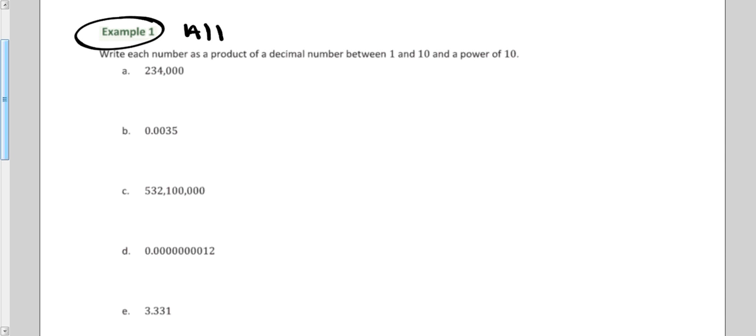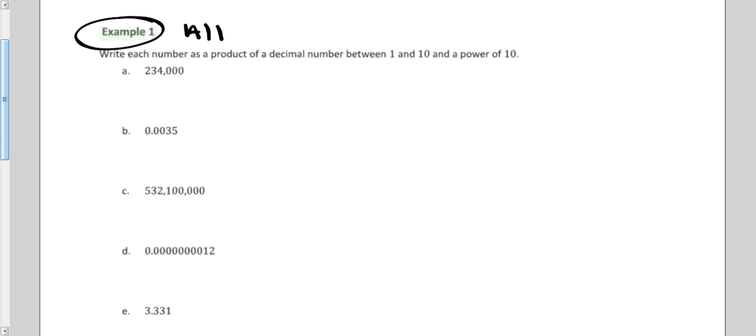Each number is a product of a decimal number between 1 and 10, right? Is that between 1 and 10? How do we do scientific notation? You get this part. So, remember, I want this number to be between 1 and 10, and then I multiply it by a number here to get that. So what number would I multiply by a multiple of 10 that's between 1 and 10?